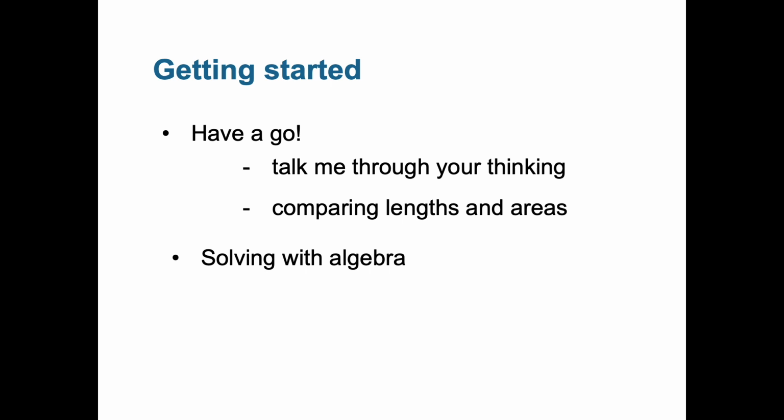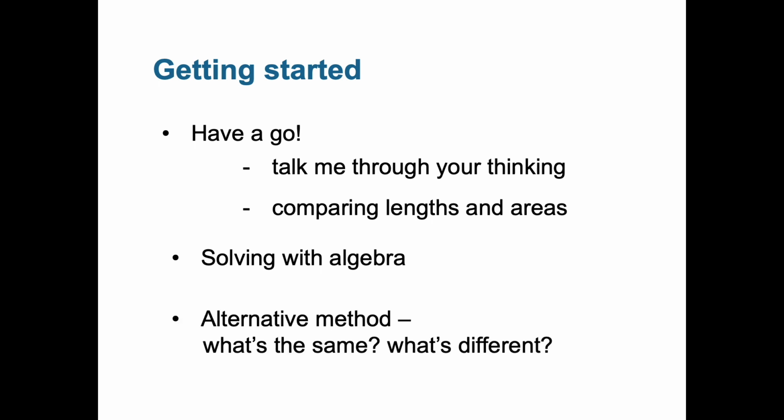Having said that, in the next part of the video, I will look at two different approaches to solving the problem. The first is using algebra by creating equations to help solve the problem. And also an alternate method that is a little bit more intuitive, but where we're looking at the windows and asking, what's the same? What's different? And can we draw something out to help solve the problem?